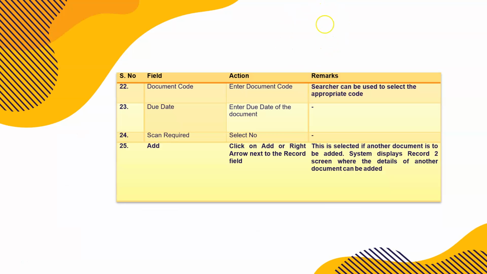So document code, whatever document you use, go on the searcher, you get this hypothecation agreement, you get various options. You can choose either due date. Generally it is 1 year. On the renewal, fresh documentation has to be done, right? And scan required. If your bank says yes, we'll scan the documents, that is even better. Yes or no. If it is not required as per your bank, make it no, but this has to be done. This is a mandatory field here. And we can keep on adding as many documents as we like here, as I've shown you in the previous slide.